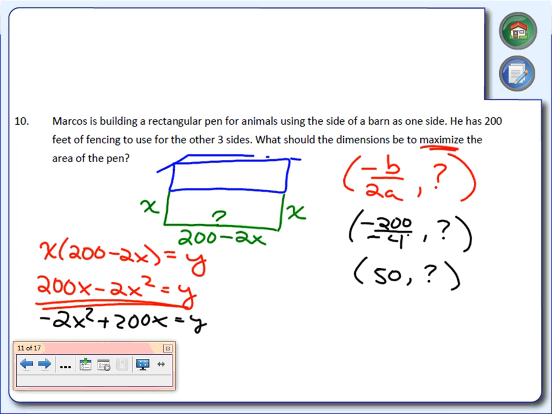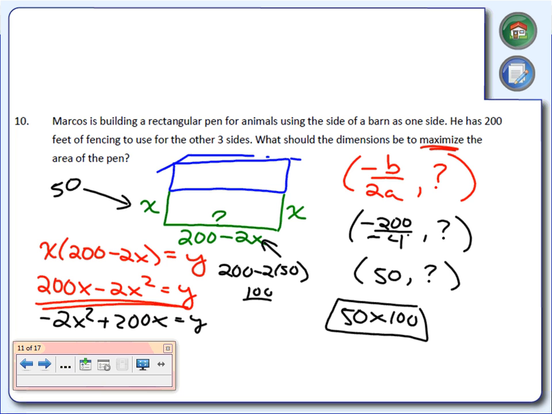Since I'm looking for the dimensions, that's really all I need, because we just found out that the width should be 50. What should the length be then? Well, if I put that 50 right here, 200 minus 2 times 50, what are we going to end up with? 100. So what should the dimensions be? The dimensions should be 50 by 100. And if I do that 50 by 100, what's the area of that going to be?